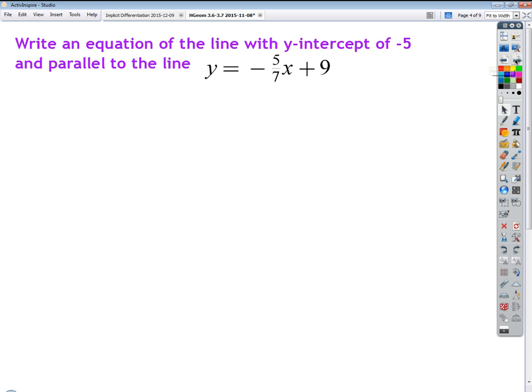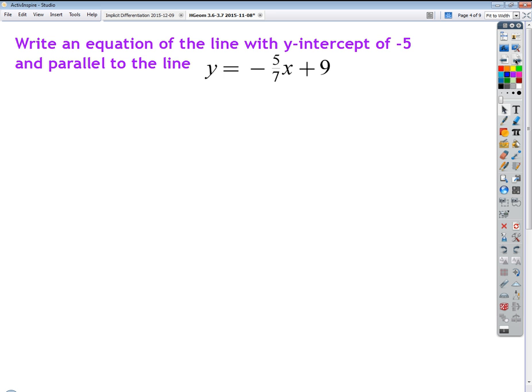Okay, so how about this one? I want you to think, maybe try this. Think about it for a second. Write an equation of the line with the y-intercept of negative 5 and parallel to the line y equals negative 5/7 x plus 9. Sounds hard, but is it? Avery, what do you think? Maybe we don't need to write anything down. y equals negative 5/7 x minus 5.